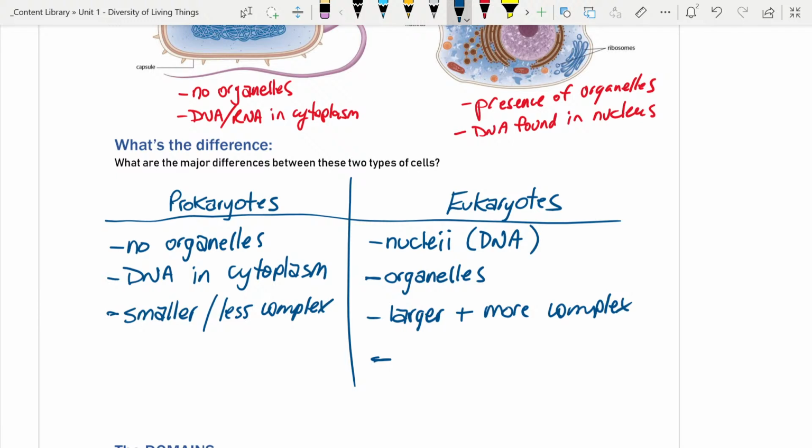Sure, yeah, that's true. I'm not going to put that here, though it is true, just because they don't all do that. So if I put it here, it would imply that they do. But you're right, some do. They can be autotrophic. They can produce their own food. But they can work together. They can be complicated enough that they can form multicellular organisms. They don't have to. These, on the other hand, are always unicellular.